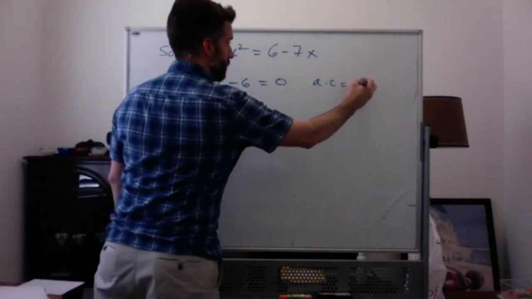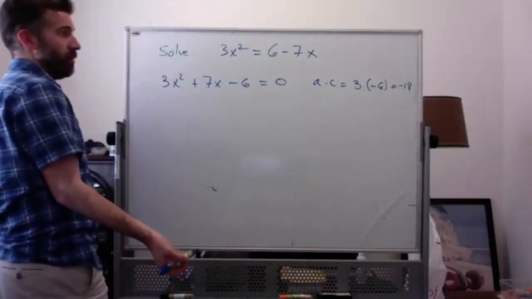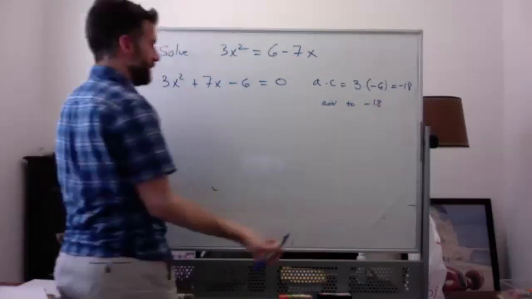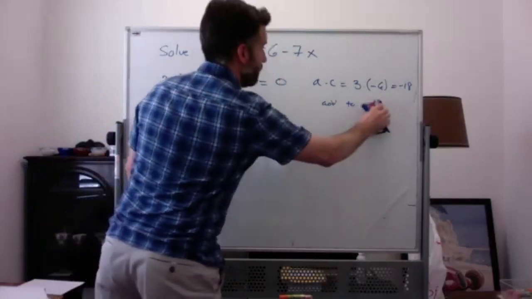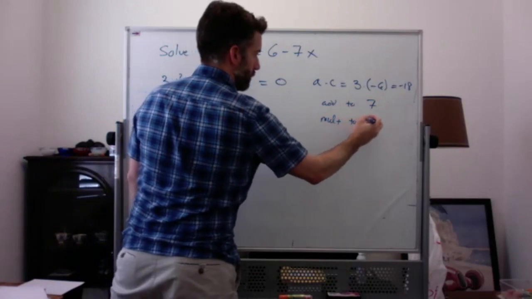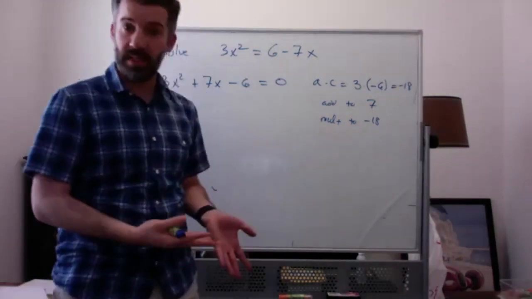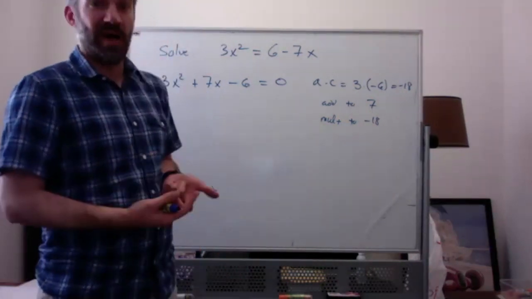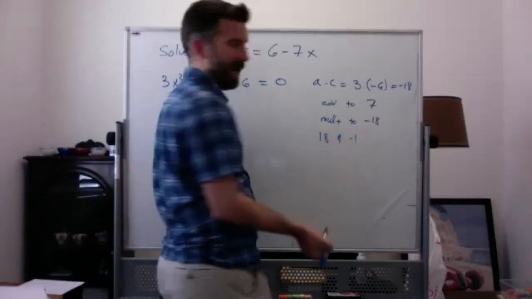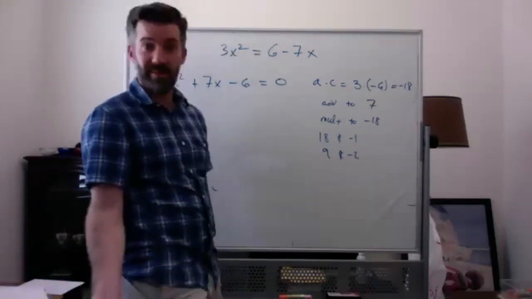A times c is 3 times negative 6, which is negative 18. I'm looking for numbers that add to 7 and multiply to negative 18. So since I'm multiplying to a negative, they have to be opposite signs. The bigger one needs to be positive so that they add to a positive. So I could have 18 and negative 1. That adds up to 17. That's not right. I could have 9 and negative 2. That adds up to 7. We're done.